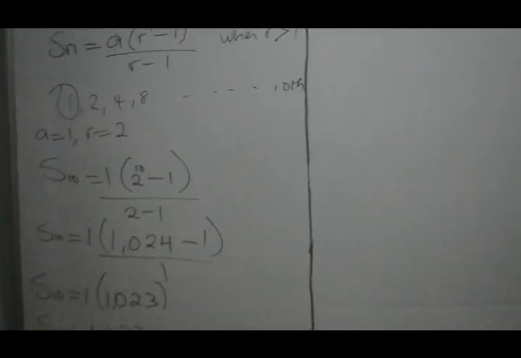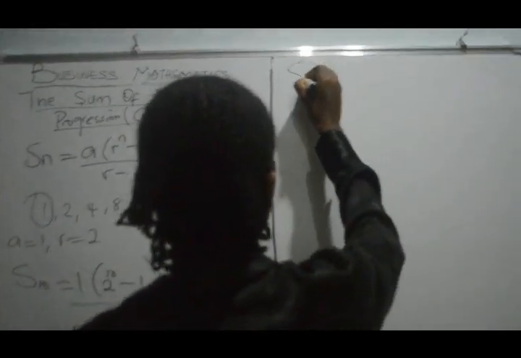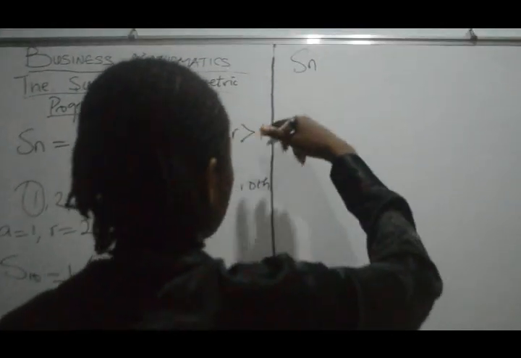1023. Alright, so we'll be taking our next example, but in this case, I'll be showing us where our r is less than 1.